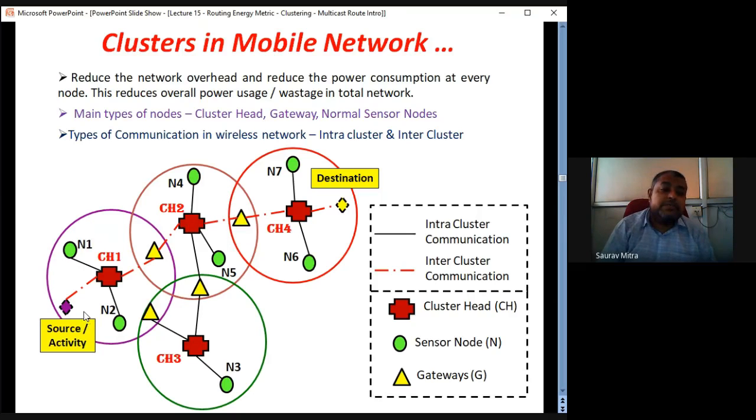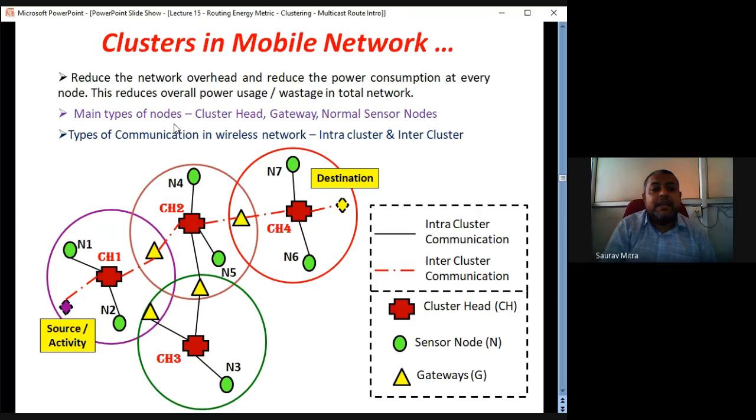Okay, so data has to be transmitted from cluster 1 to cluster 4. In that case, it goes through the source CH1, gateway CH2, gateway CH4, and the destination. So by togetherness, or by helping each other, data from every cluster can be transmitted from one cluster to the other cluster.